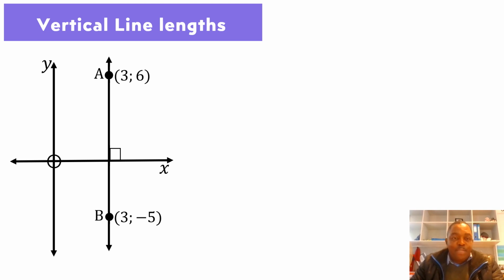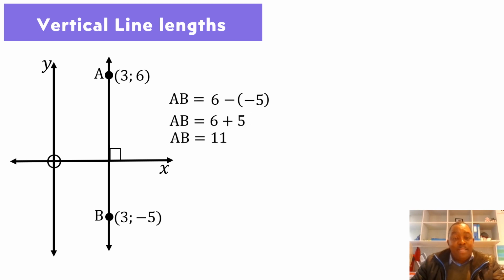But how do we do that? Well, if we're to find the length of AB, we always need to take the biggest y coordinate. In this case, it is 6. And then we subtract the smallest y coordinate. Now, the smallest y coordinate in this case is -5. So when we then subtract the two, the outcome would be the length of the line AB, which in this case is 11 units. Now, because there's no units of measurement like centimeters or millimeters, we say units.